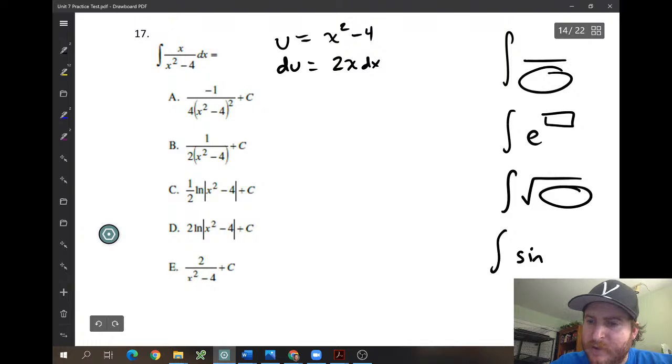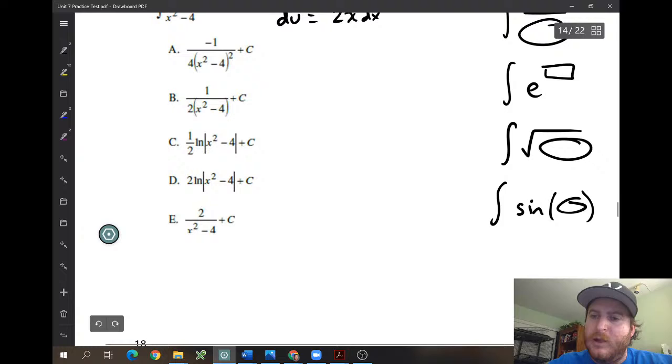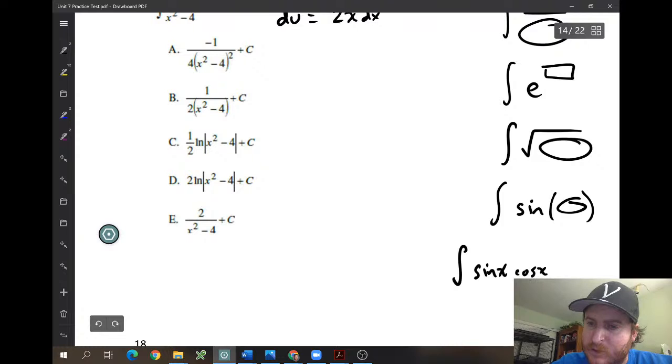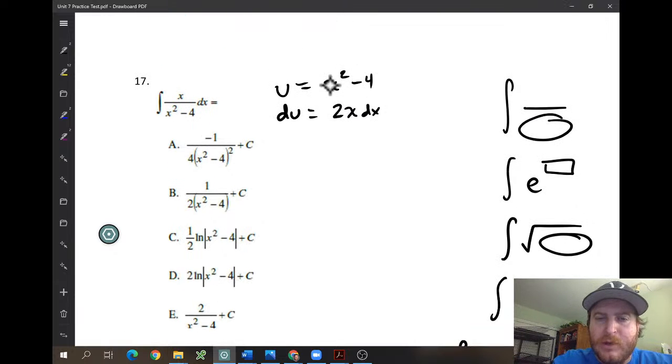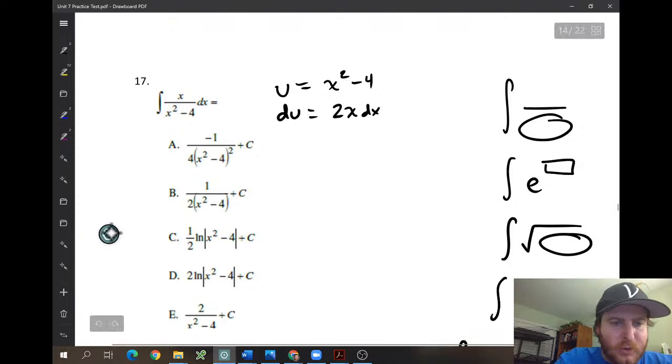If you have sine of something in parentheses, you want to try what's inside the sine. And then the last one would be, maybe if I have sine of x, cosine of x, then you want to actually literally try sine of x. So that's the only weird one. Otherwise, it's usually pretty obvious what your u is. So in this case, we're going to use u as x squared minus 4.